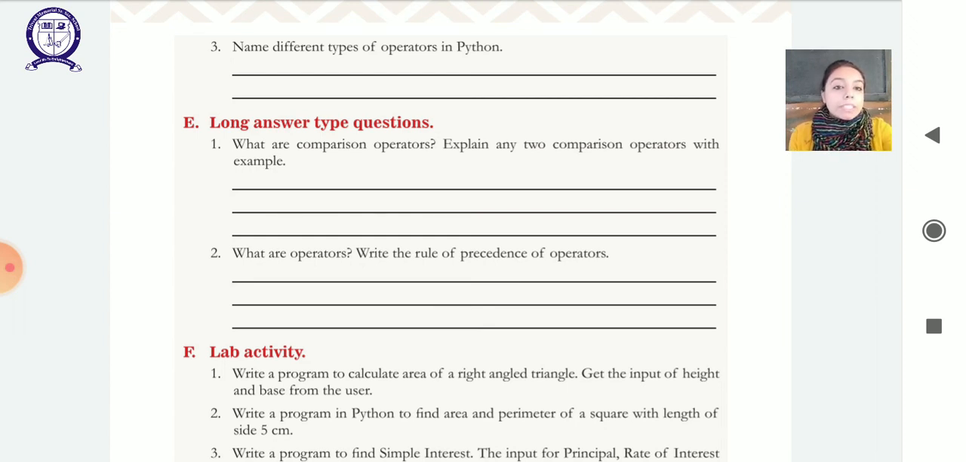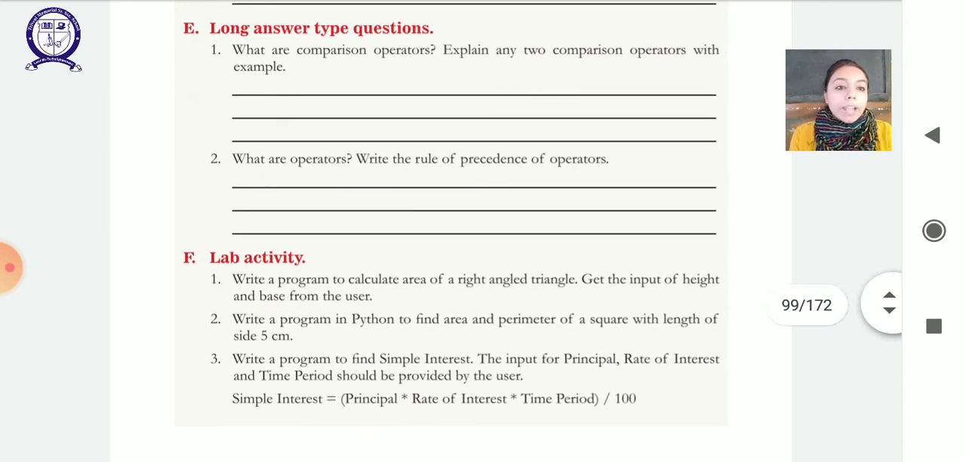Now the lab activity is given. You have to write down these programs, try them in Python, and just see the output whatever is coming. Practice more and more practically about Python, because it will help you to learn more and more about this particular topic or this particular program, right?